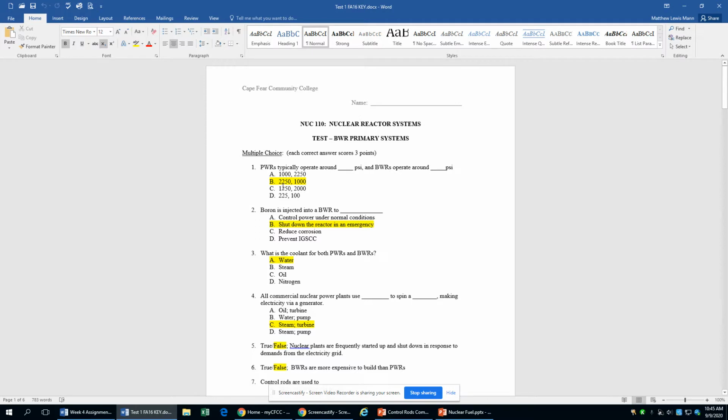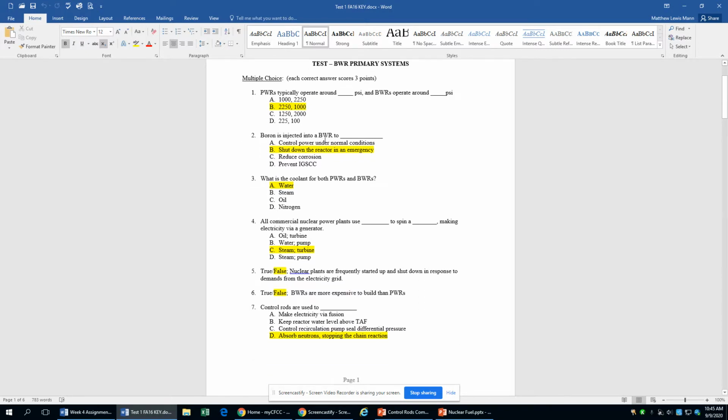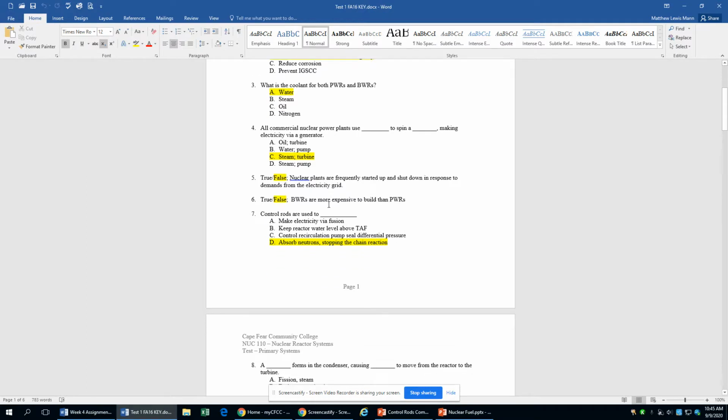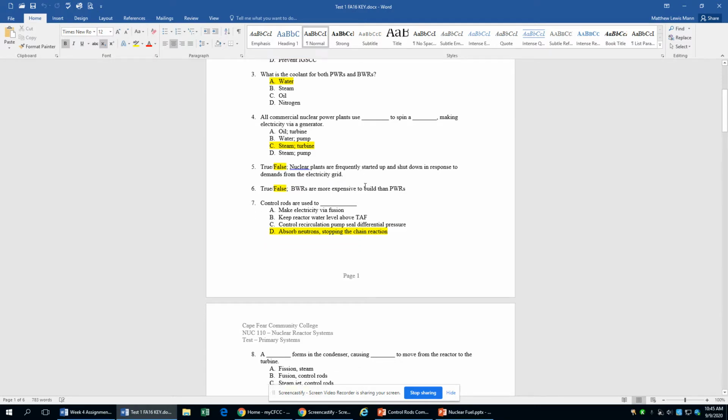PWRs are operating around 2,250 pounds. BWRs are around 1,000 PSI. Boron is injected in a boiling water reactor only for emergencies, only when we're in the end times. So water is going to be our coolant for all of our American nuclear reactors. There are other coolants possible, but water is the one that we will use here. And all commercial power plants are going to use steam to spin a turbine.